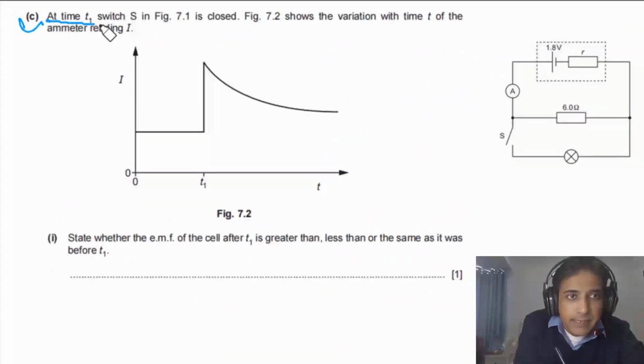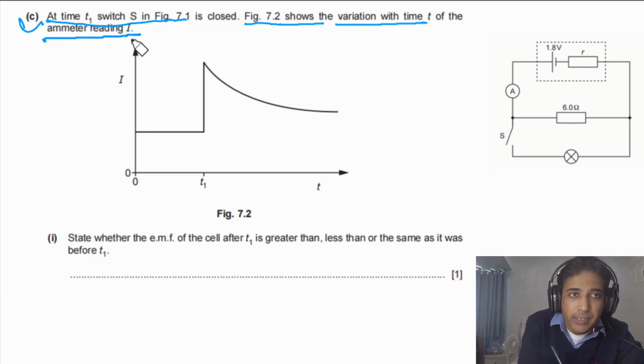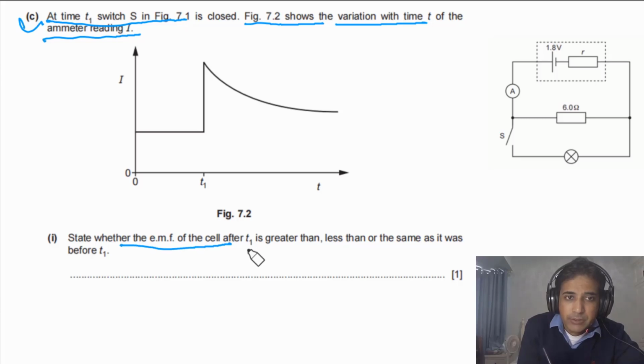Part C says at time t1 switch S in figure 7.1 is closed. Figure 7.2 shows the variation with time t of the ammeter reading capital I. State whether the EMF of the cell after t1 is greater than, less than, or the same as it was before t1.